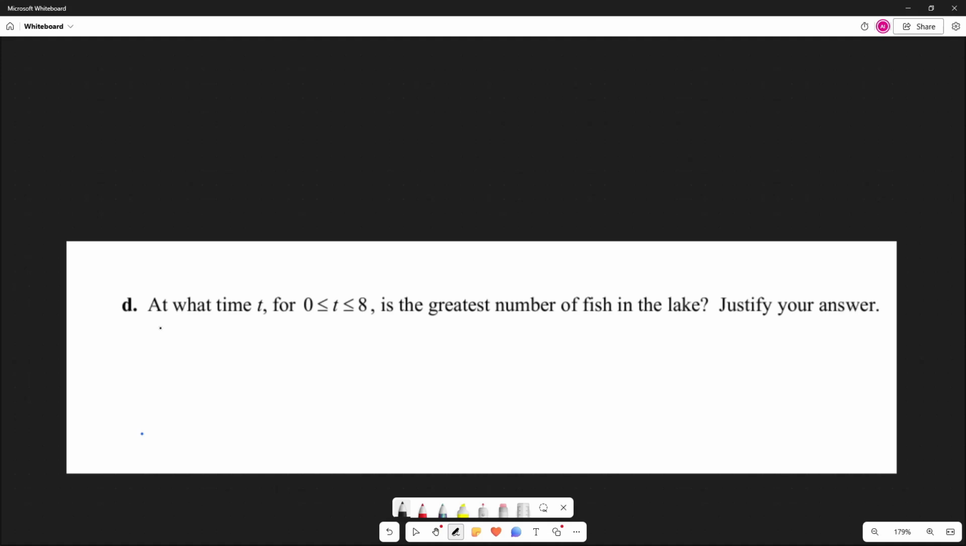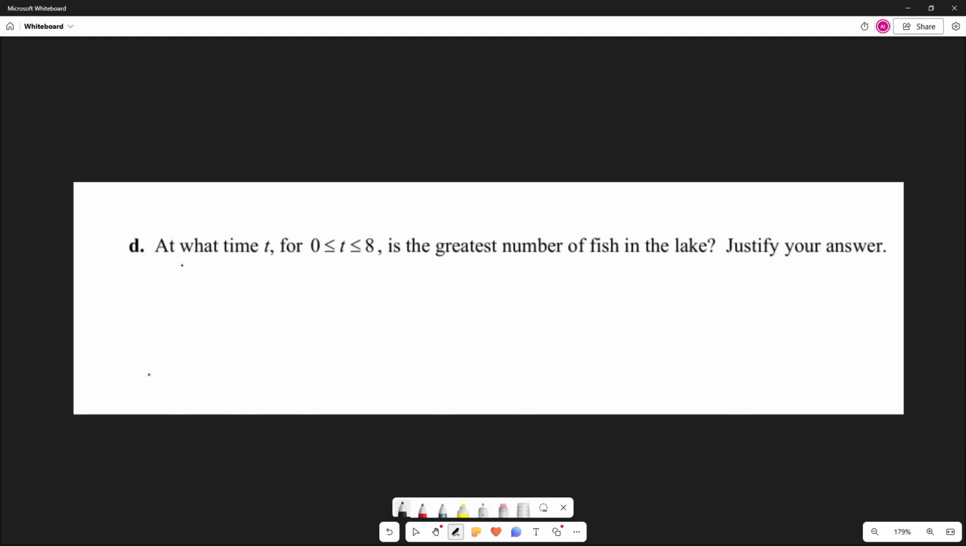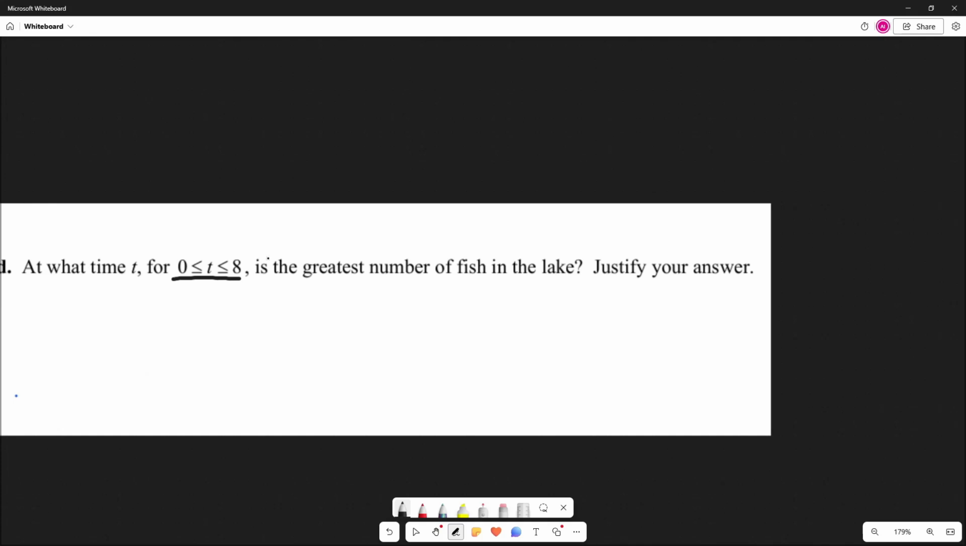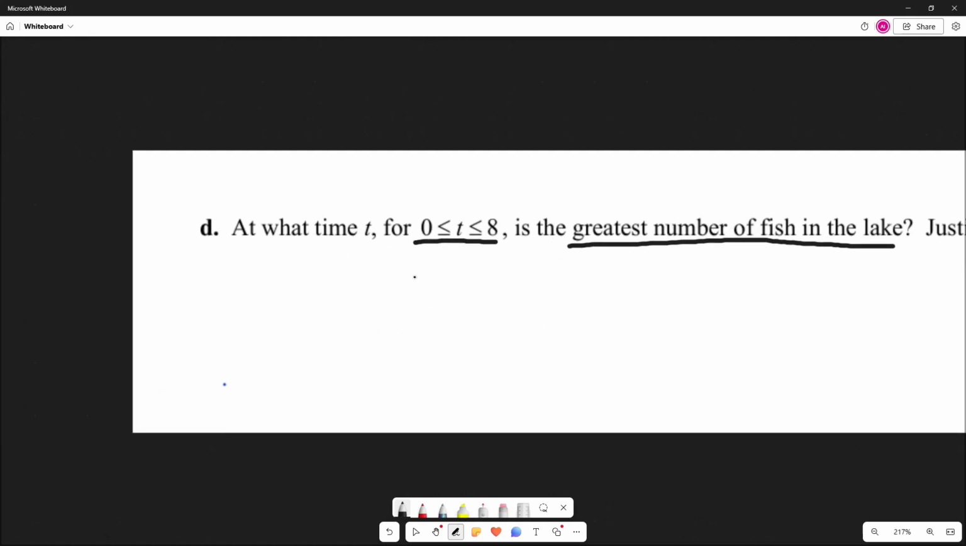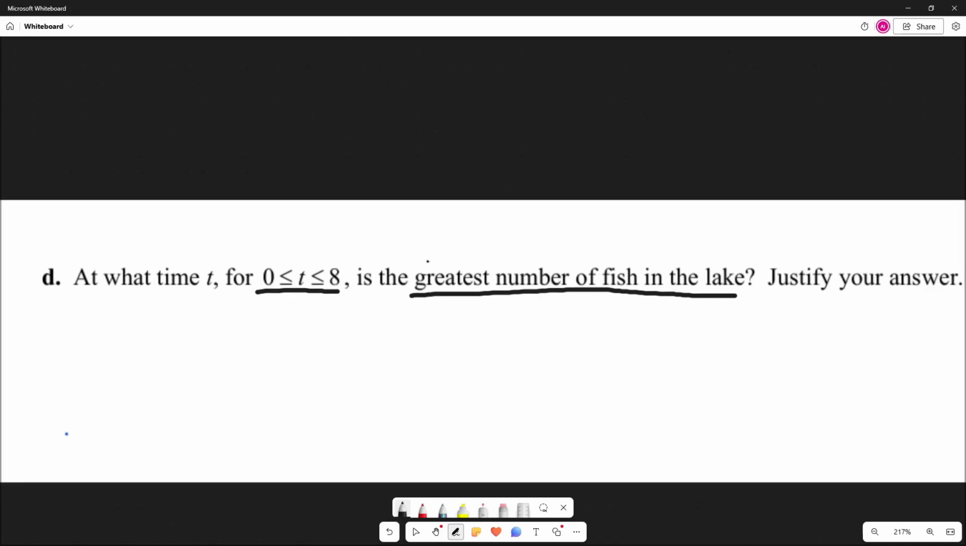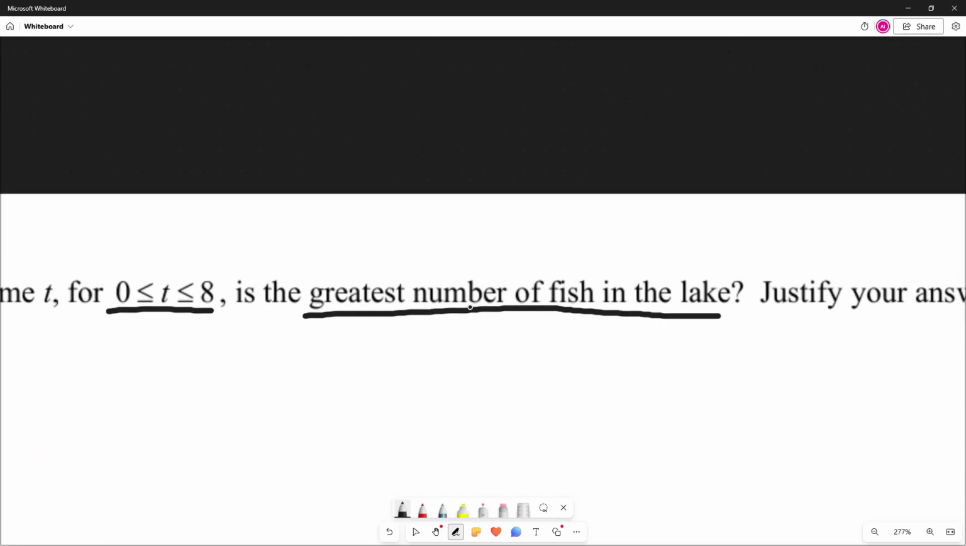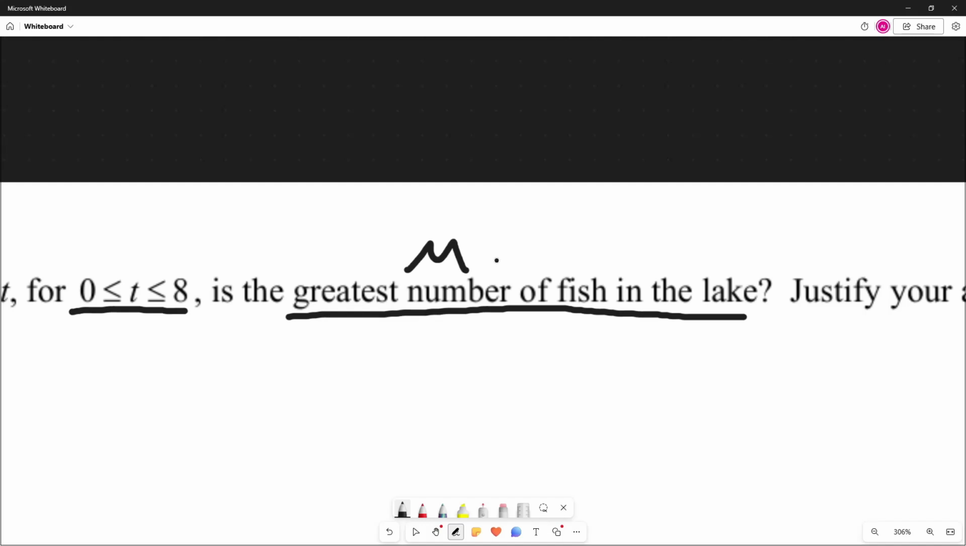Alright guys, this time I'm going to do 6D, but on a new program just because it's easier. Now it says at what time t, for 0 less than or equal to t less than or equal to 8, so just from 0 to 8, is the greatest number of fish in the lake. So basically that means at what time do we have the highest amount of fish. Because of that, I immediately think of max.